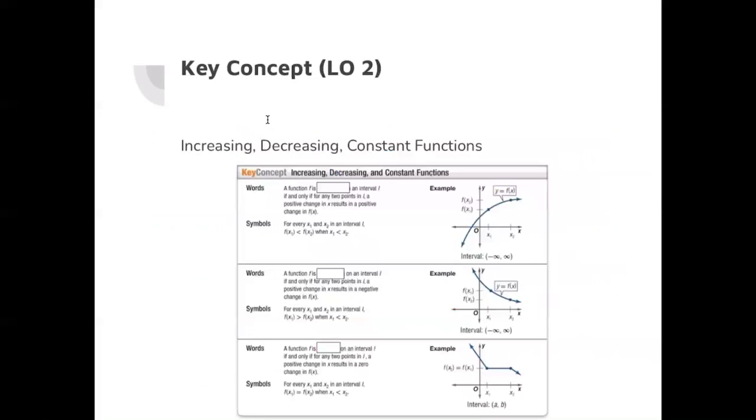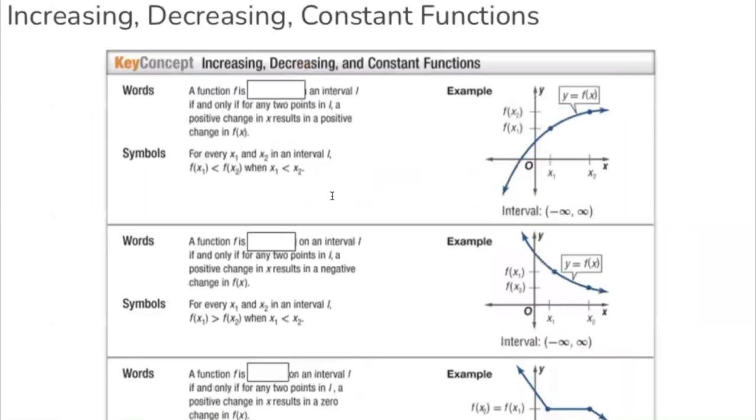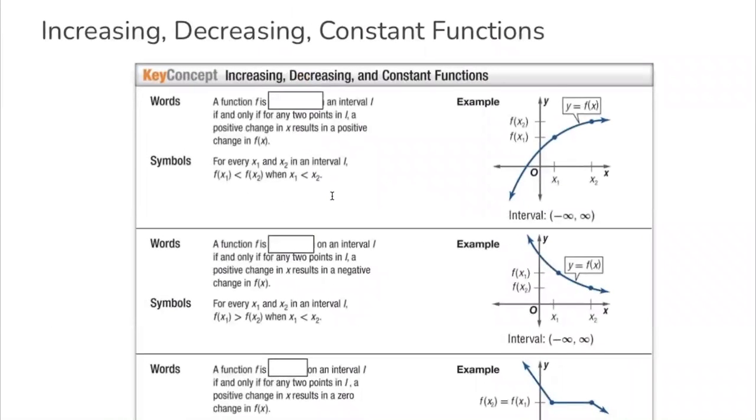Now let's move on to lesson objective 2. Lesson objective 2, what was it? We're going to now learn how two quantities vary together at different points over different intervals of a function. So we're going to learn increasing, decreasing, and constant functions, okay? Fill in the blanks as well, please. First definition: a function f is increasing on an interval I if and only if for any 2 points in I, a positive change in x results in a positive change in f of x.